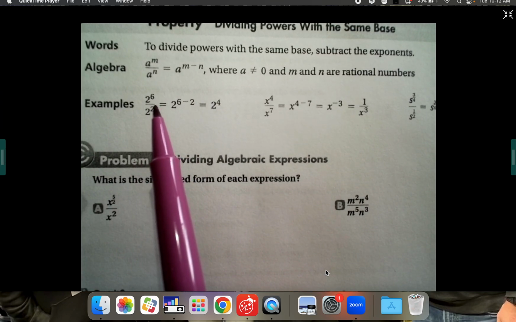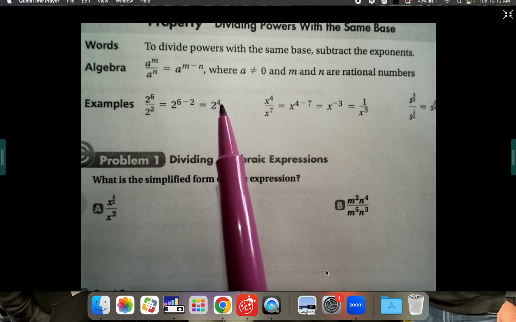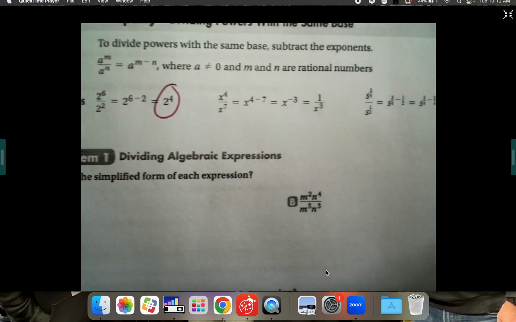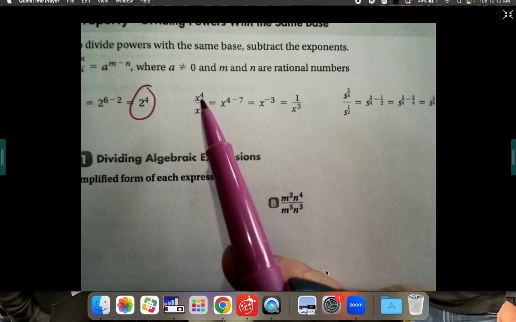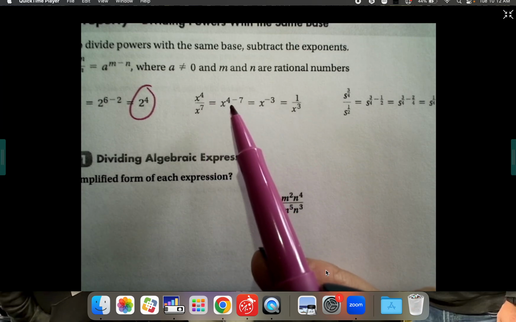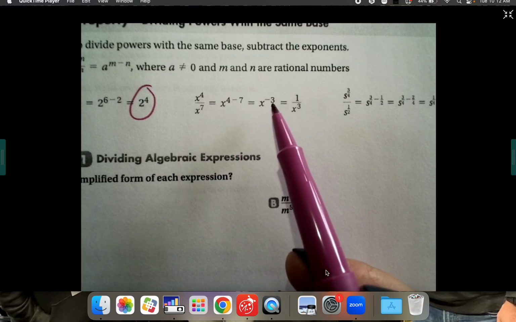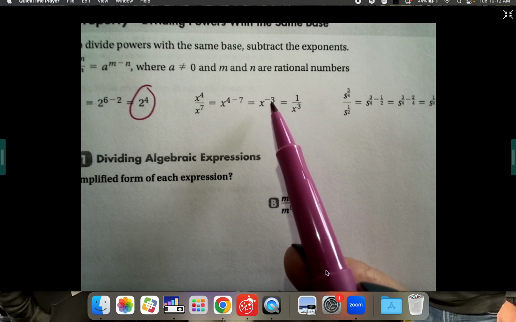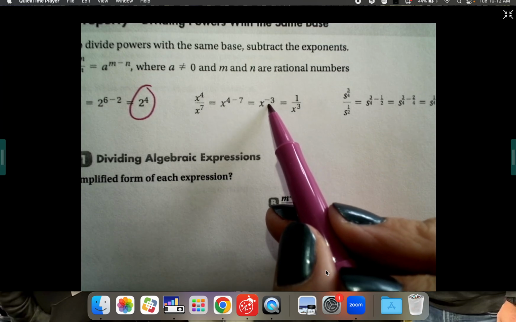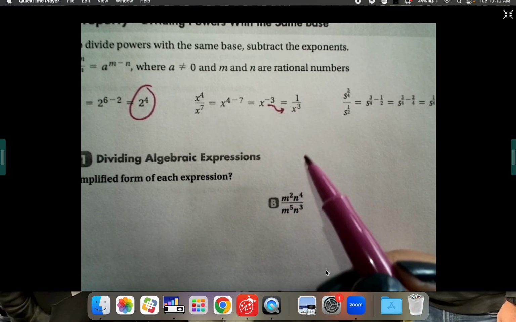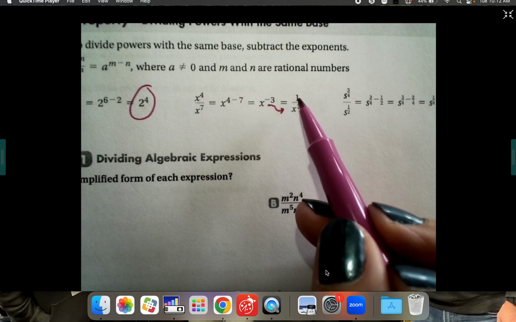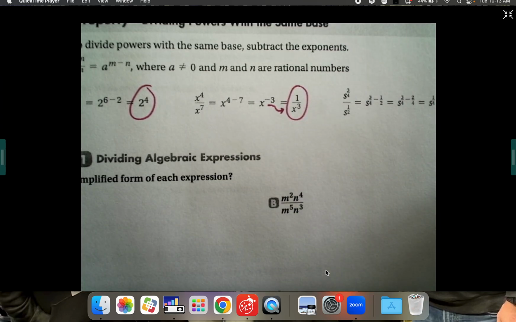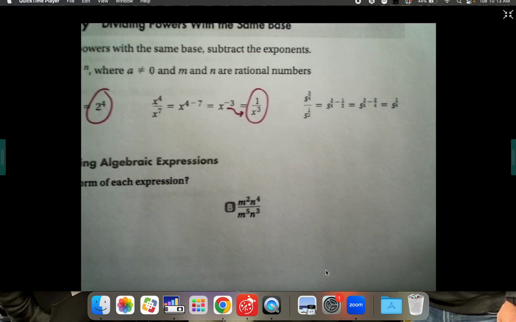So let's take a look at their examples. 2 to the 6th divided by 2 squared. 6 minus 2 is 4. So the base stays the same. You subtract the exponents. All right, again, 4 minus 7, but look what happens here. 4 minus 7 is a negative, and remember from a previous lesson, you can't have a negative exponent. So it is going to flip to the bottom into the denominator and become positive under a 1.